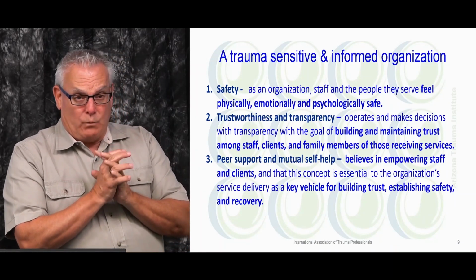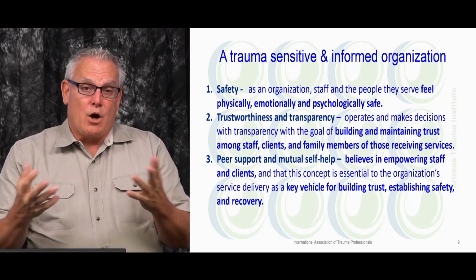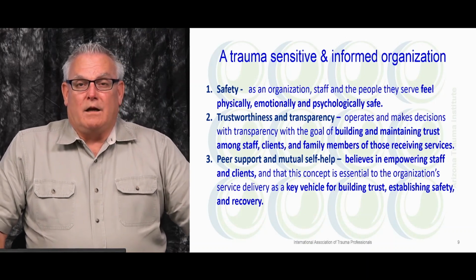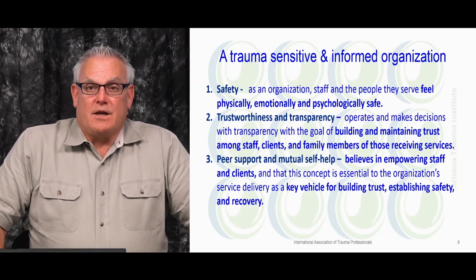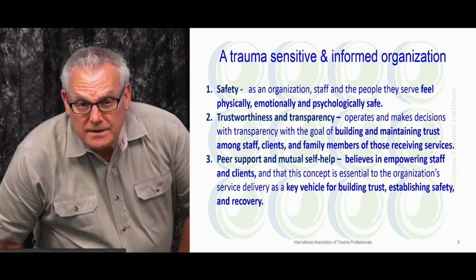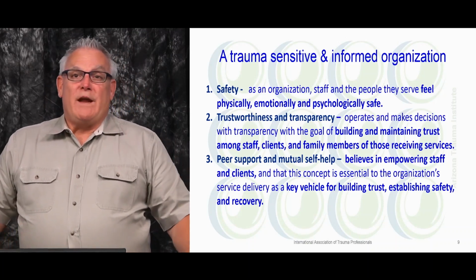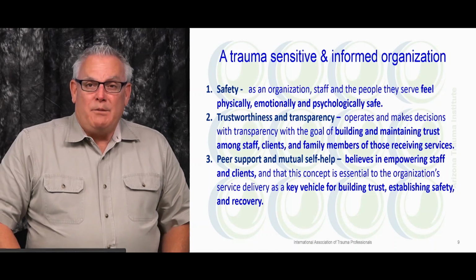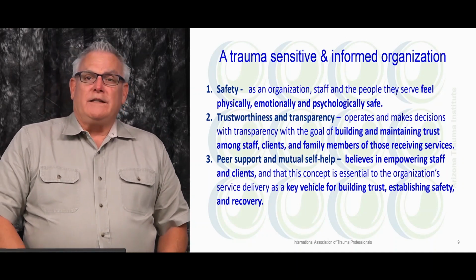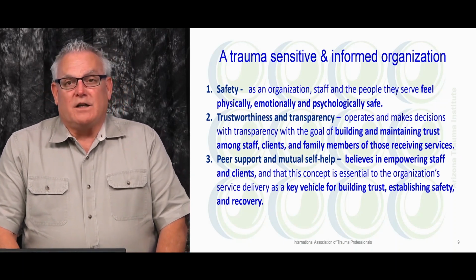We're going to look at 7 components or things that we can look at when an organization calls itself trauma-informed. So basically, the first thing we have to talk about is safety. As an organization, we have to start with staff, and then the people they serve, our customers, our clients, our residents, all need to have the ability to feel physically, emotionally, and psychologically safe.